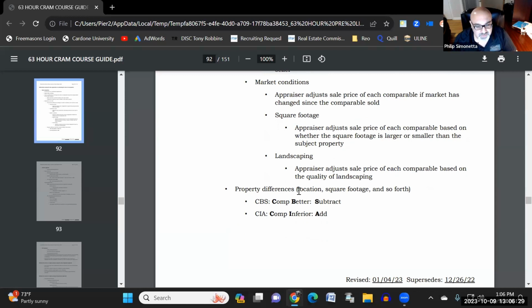So the property differences are, say, the location, the square feet, and so forth. Okay, if the comp is better, you subtract. If the comp is inferior, you add, right? You never change the subject property. The comp has to come down to the subject or come up to the subject, right?